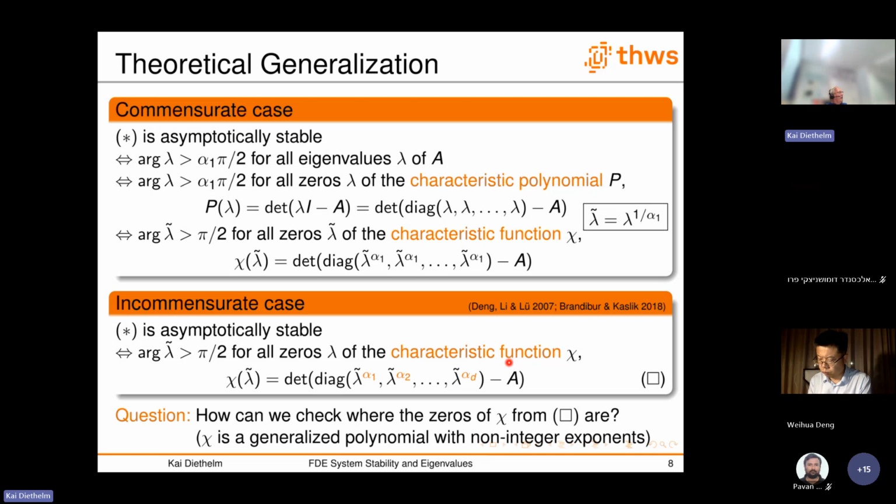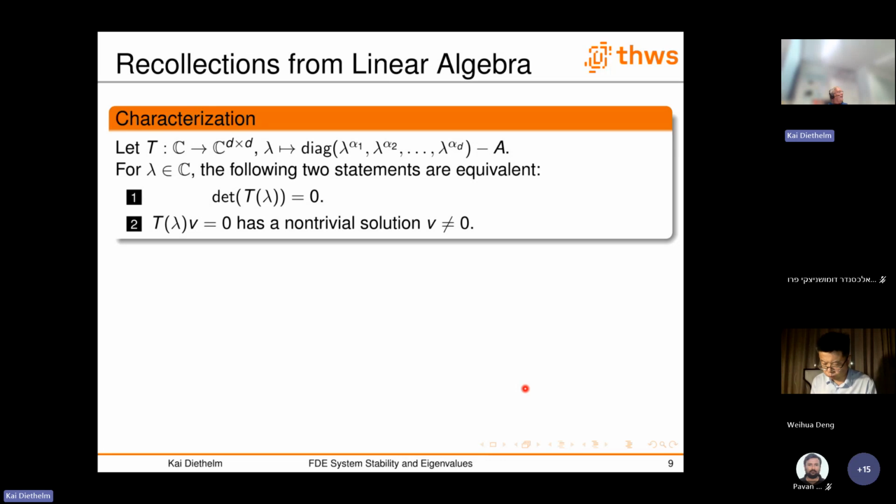Okay, but we are talking about zeros of this function, and this function, if you look at the definition, is the determinant of a certain matrix. So we are looking at the case when the determinant of this matrix is 0. And that is something for which linear algebra provides yet another equivalent characterization. The determinant of some matrix T of lambda is equal to 0 if and only if this matrix is singular, or in other words, if and only if the system T of lambda times V, vector V, is equal to 0, has a non-trivial solution.